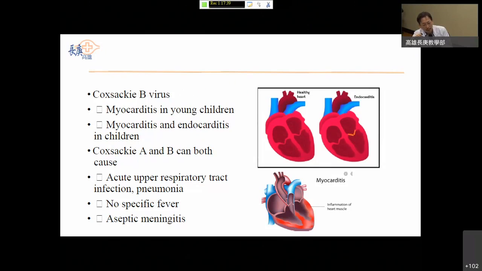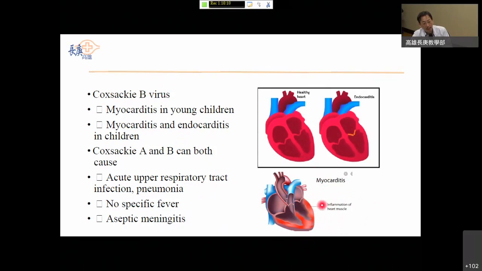There are chances when we see some children that look very toxic, that look very ill, and are taken to the ER, the emergency room, by their parents. We always need to check the heart enzyme because myocarditis needs to be ruled out. What we mean by myocarditis is inflammation of the heart muscles, and this is caused by a virus.